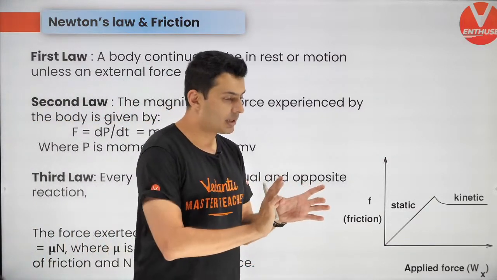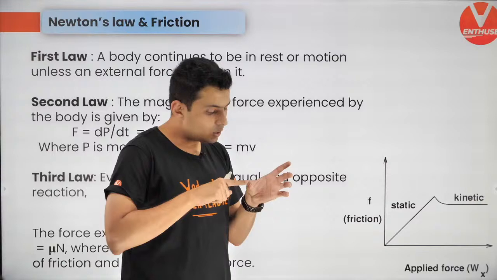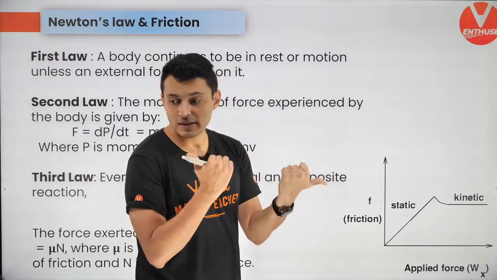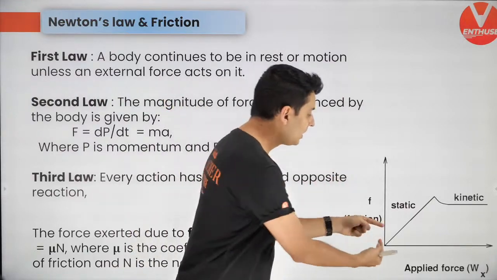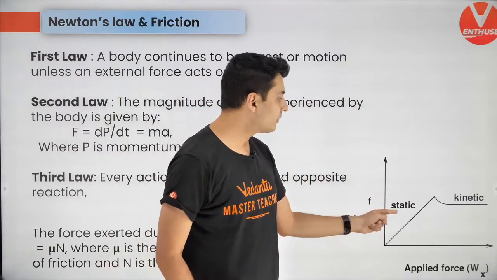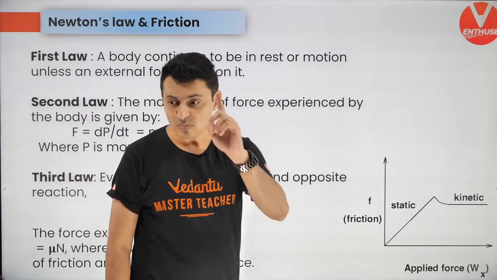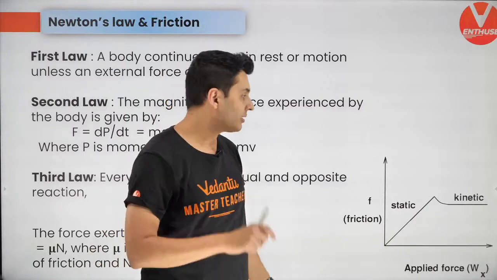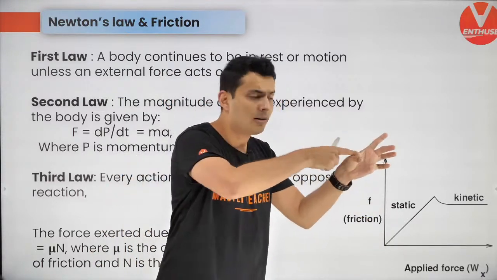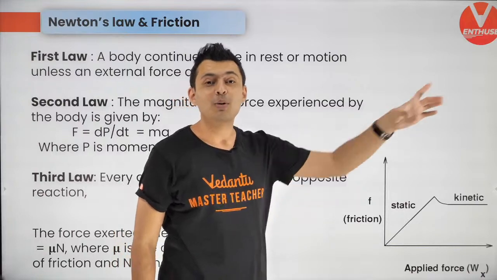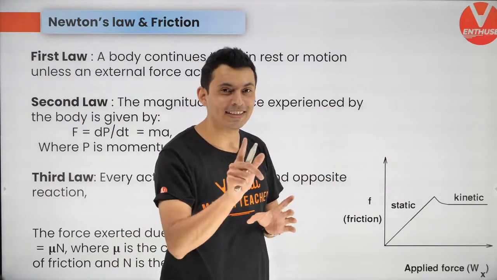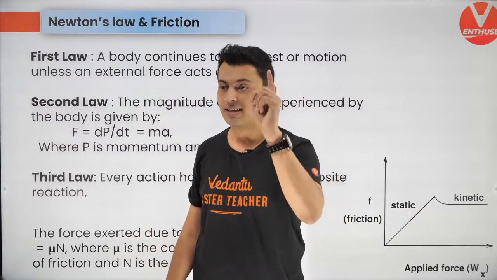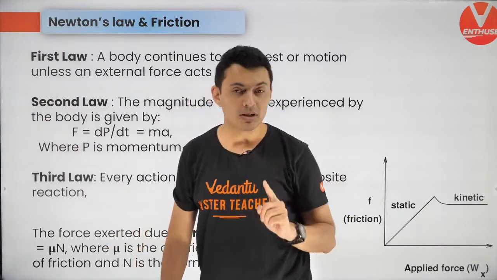Okay, next thing you should know is the friction graph. When you start pushing a body, it won't move immediately. You need to keep on increasing the force. When you increase the applied force, the resistance also increases. It adjusts itself, and because the body is not moving, it is called static friction, up to a particular limit, which is called the limiting frictional force. As soon as you overcome the limiting frictional force, the body will start sliding, and that goes into the kinetic mode. That is called kinetic friction. I hope this is clear.